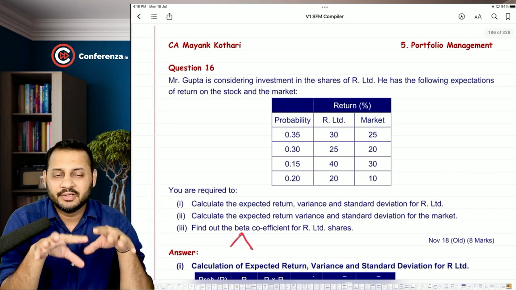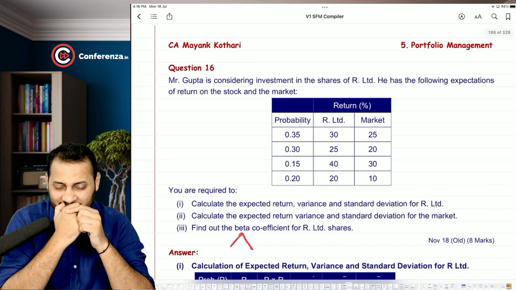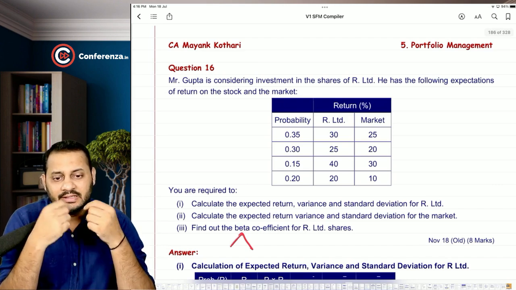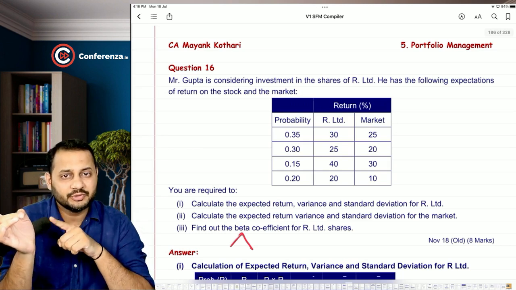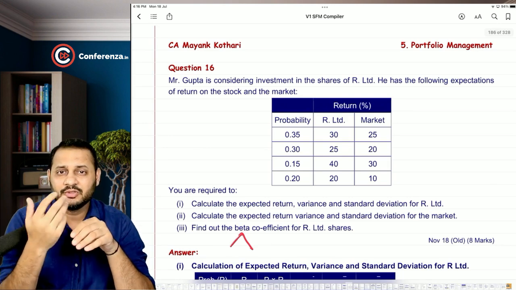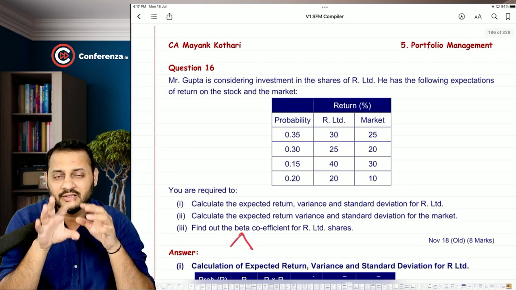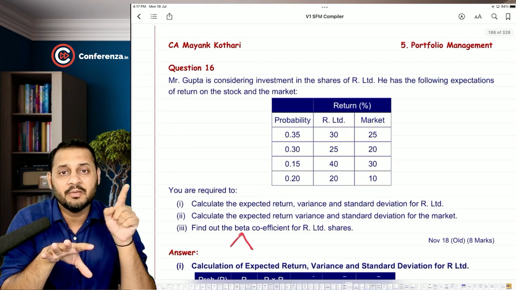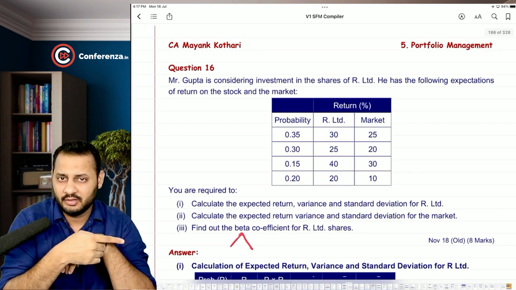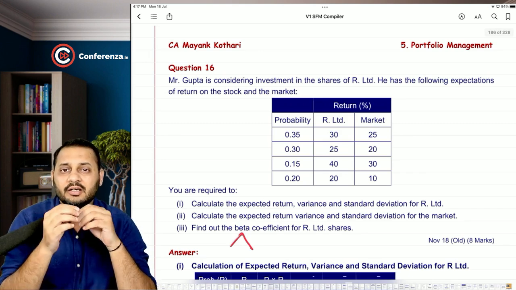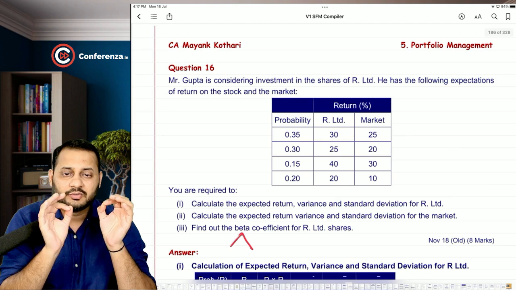Mr. Gupta is considering investment in shares of R Limited. He has the following expectations of return on the stock and the market. In this question they have not given you the returns of the two stocks. If you remember the previous questions that we have discussed till now, most of them involved the returns of two different stocks, but here the stock's return has been compared with the market's return as a whole. There is a reason behind it, because the concept of beta is connected to the market's return.